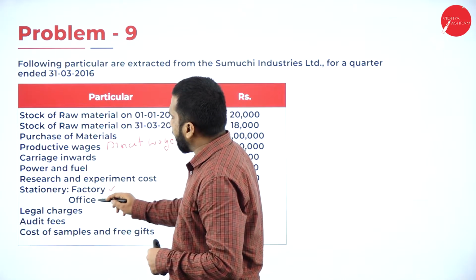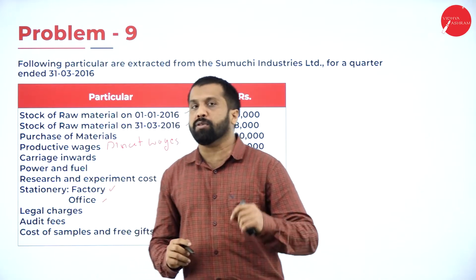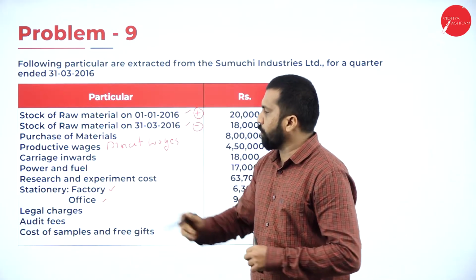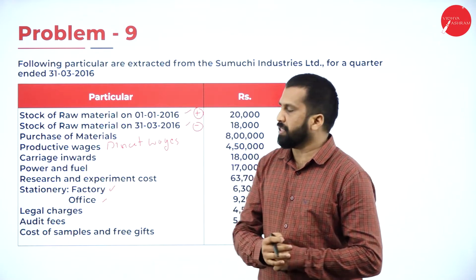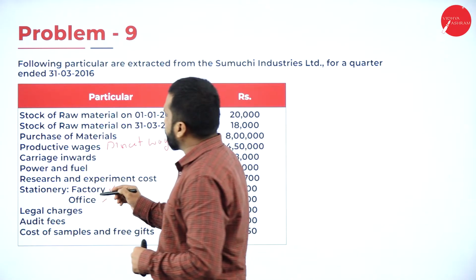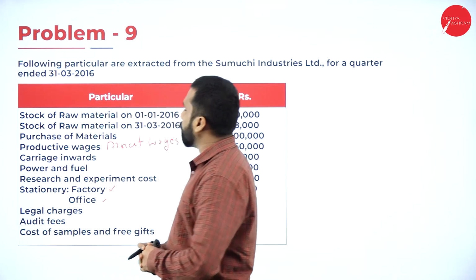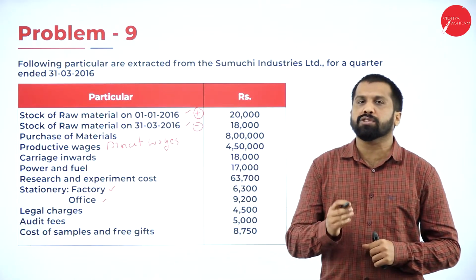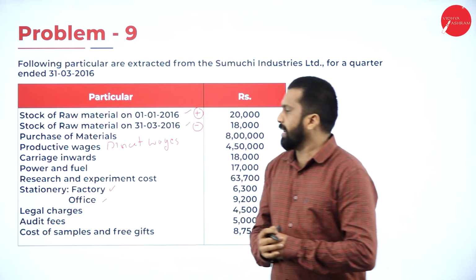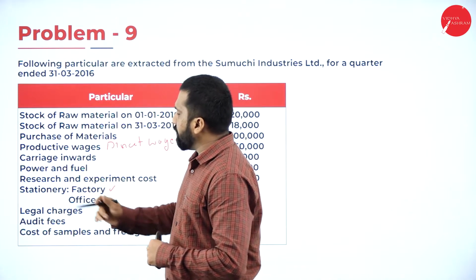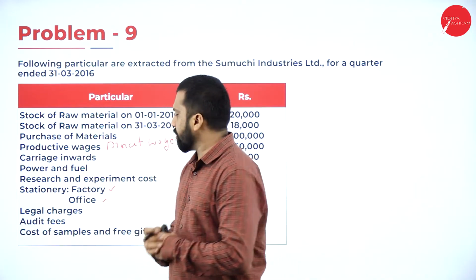Stationery, they have given factory and office. As per factory, it will go to factory only, and as per office, it will go to office only. Then all the legal charges goes where? Legal charges goes to your office and administration. Audit fees will go to office and administration.